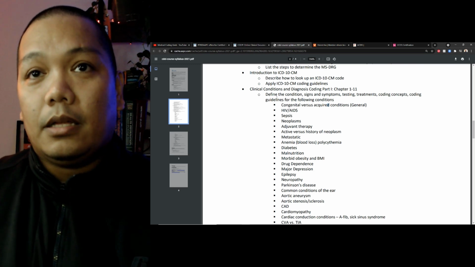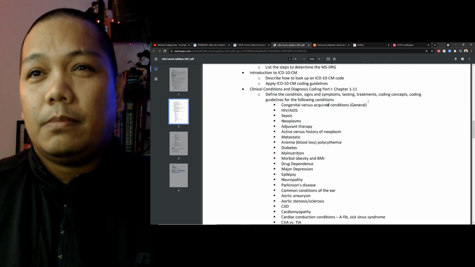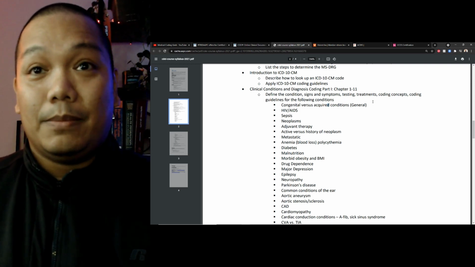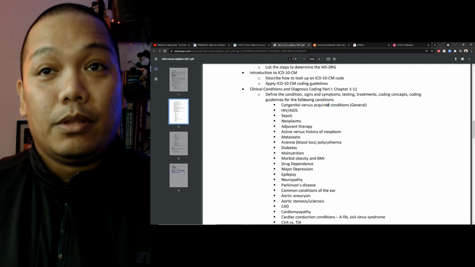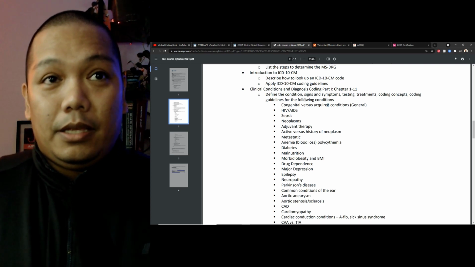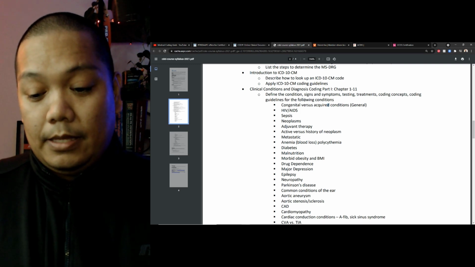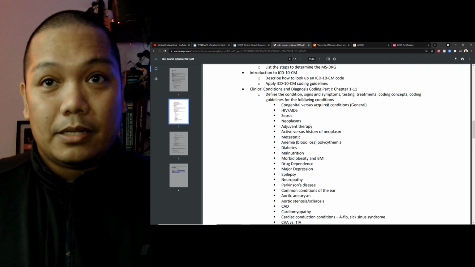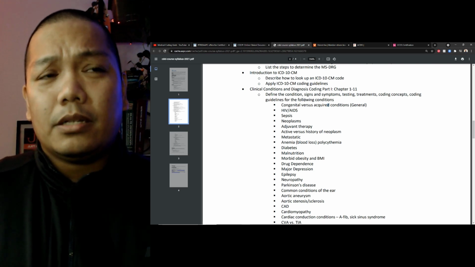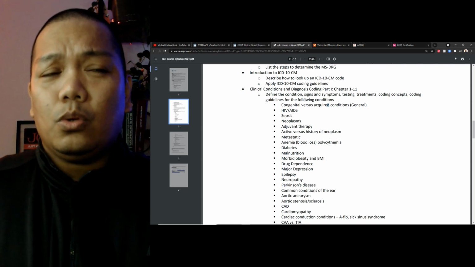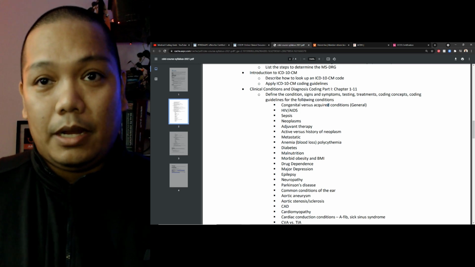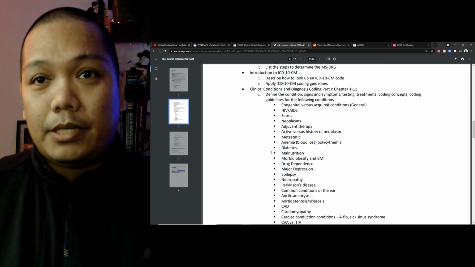Okay, define the condition, signs, symptoms, testing, treatments, coding concepts, and coding guidelines for the following conditions. Now, I remember early on in the committee process, they asked the group, what conditions do you see as a CDEI? And I just listed a bunch of them that I knew of, and they're basically listed here.